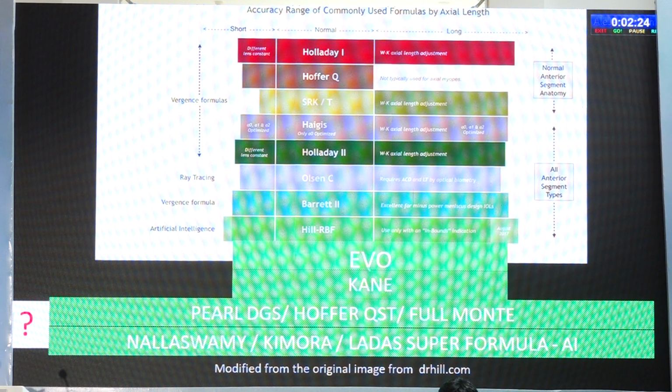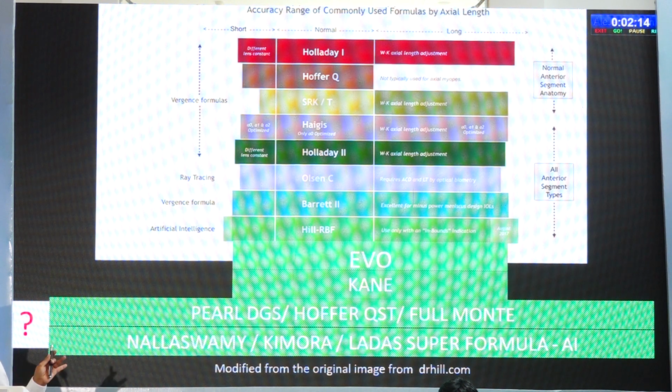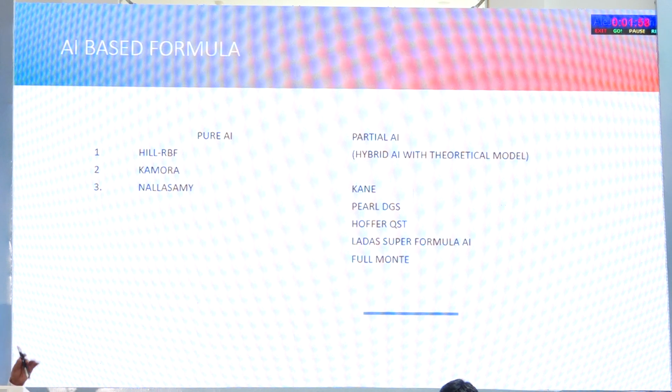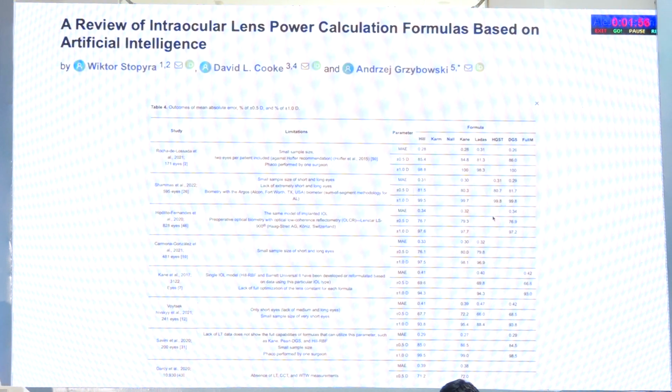But here's the interesting part. I modified it. EVO, Kane, Pearl DGS, Hoffer QST, Full Monty (currently not available online), Nallasamy, Kimura, Ladas Super Formula, AA version. All these are new formulae which are living formulae. They are getting updated every 3 to 6 months and they are improving. Among AI-based formulae, we have the pure AI: Hill RBF, Kimura, and the Nallasamy; and the partial AI: Kane, Pearl DGS, Hoffer Q. So which one of these various modern formulas is the best?